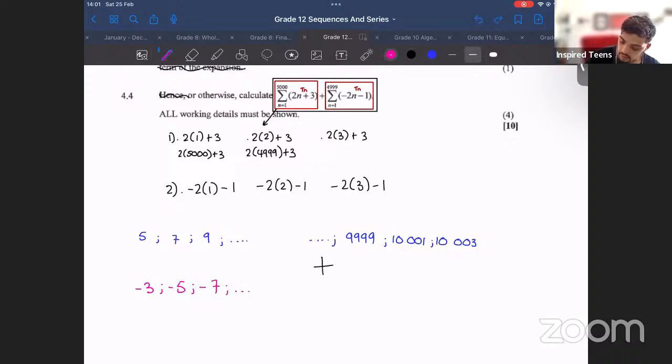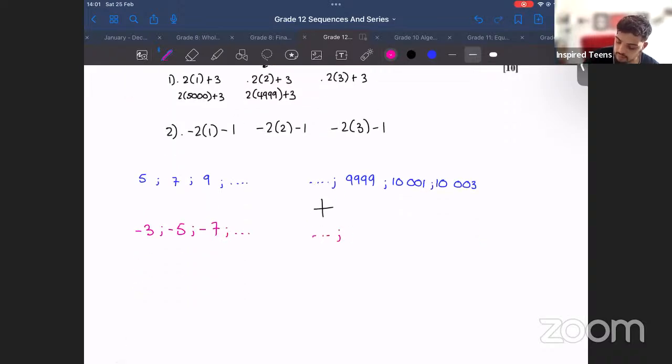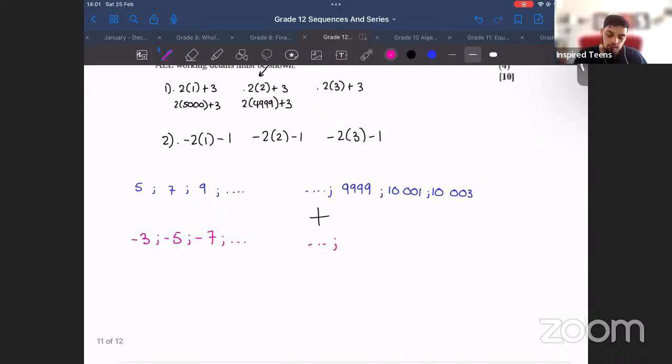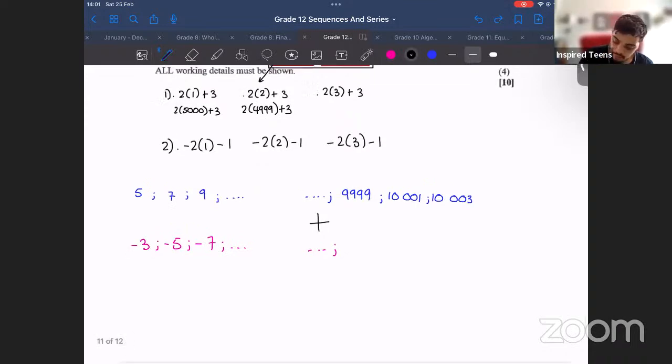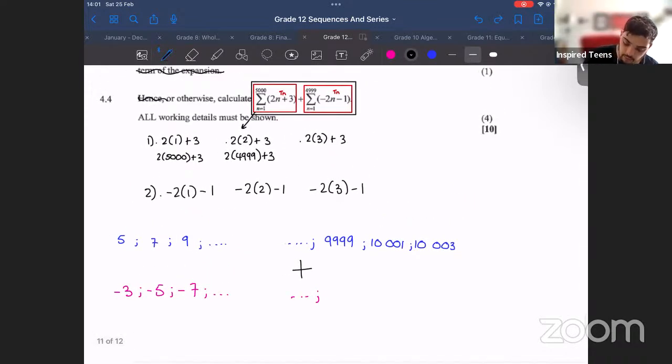Okay, dot, dot, dot. Let's do the last few terms. So I know that they are decreasing by 2 each time. Okay, so let's get the last term, which is going to be negative 2 into 4,999 minus 1. Negative 2, open brackets, 4,999 minus 1.